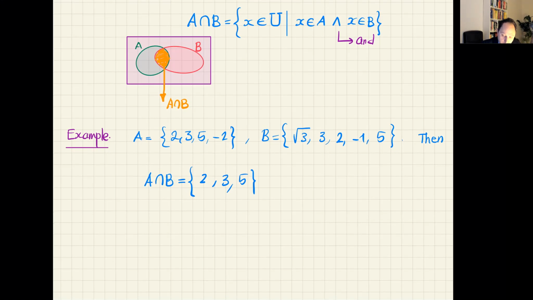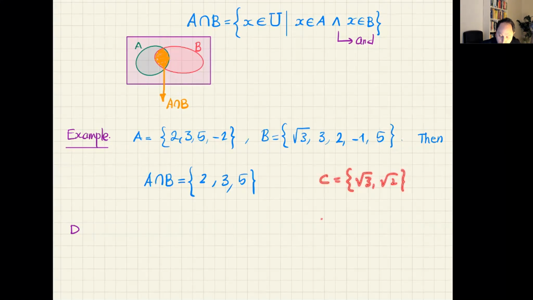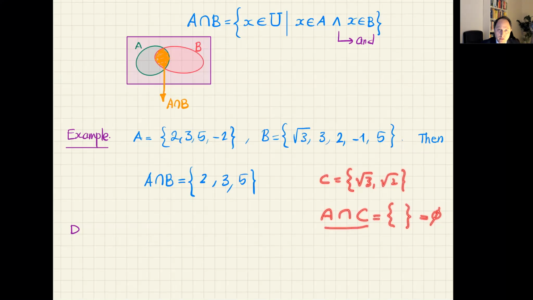And there is also a terminology that I want you to know. For example, if I give you C equals {√3, √2}, and I ask you what is the intersection between A and C, of course you immediately see that there is nothing in common between these two sets. So you open the curly brackets, nothing left to put in, and then you close it. So this means that this is the empty set. If the intersection of two sets is empty, we call them disjoint sets. And that is the definition that I want to mention here.